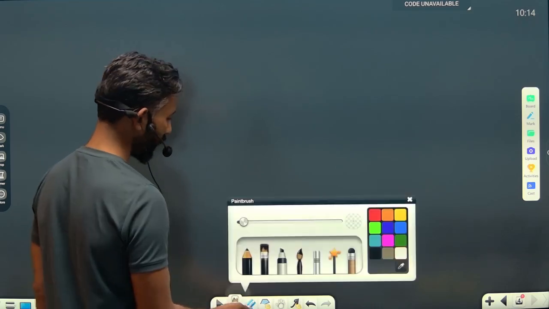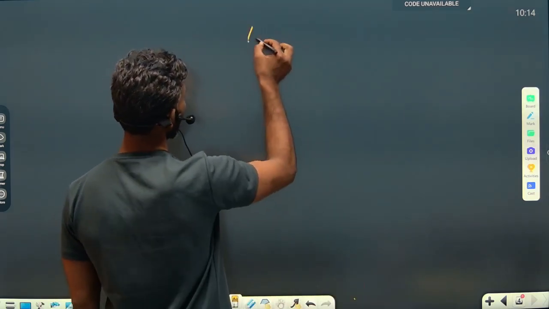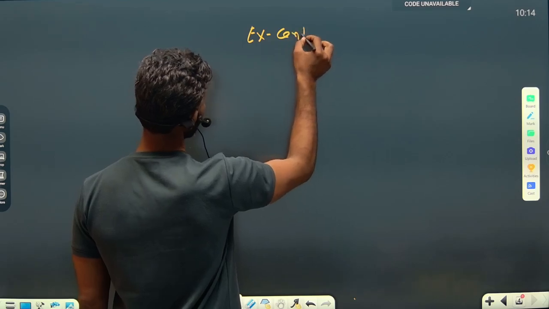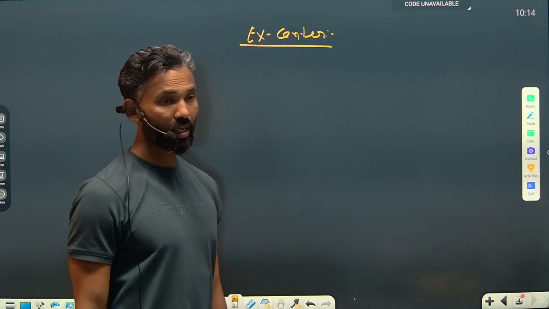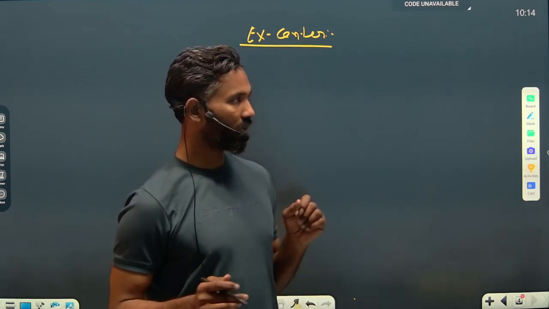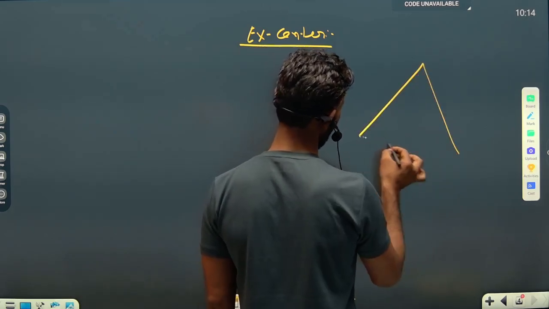So we will discuss excenter, and all the properties related to excenter are going to apply to circles also. So what is excenter? This is the fifth and the last center we are going to discuss. Okay, excenter. Suppose there is a triangle. I'm drawing a triangle over here, and the name of the triangle is ABC.